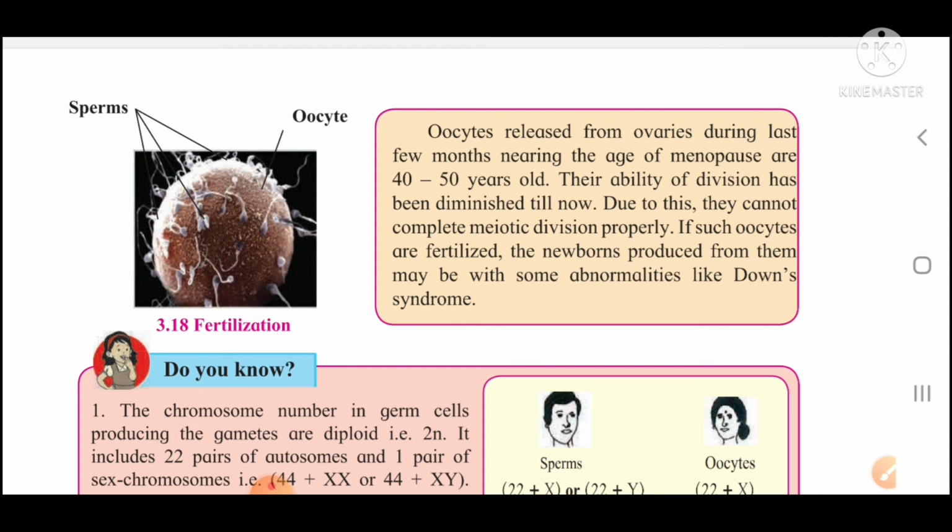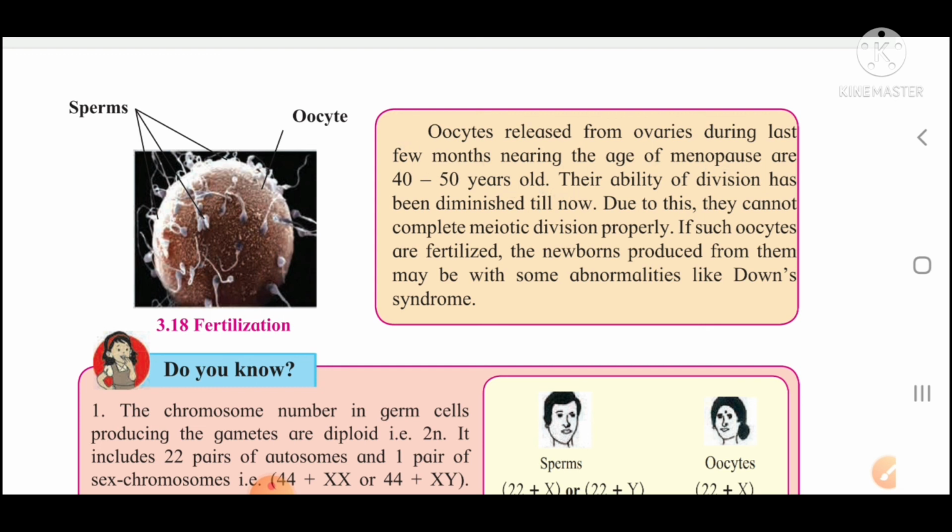सो इसके वजह से क्रोमोसोम नंबर चेंज नहीं होता. अगर बाकी स्पर्म भी एंटर करेंगे तो क्रोमोसोम नंबर चेंज हो जाएगा, जेनेटिक डिसऑर्डर्स हो जाएंगे. तो एक ही स्पर्म जो पहला स्पर्म आता है उसको ही अंदर ले लेता है और बाकी सब स्पर्म्स को अंदर नहीं लेता है, एक वॉल बना देता है ताकि बाकी स्पर्म्स अंदर ना आए. Their ability of division has been diminished till now.